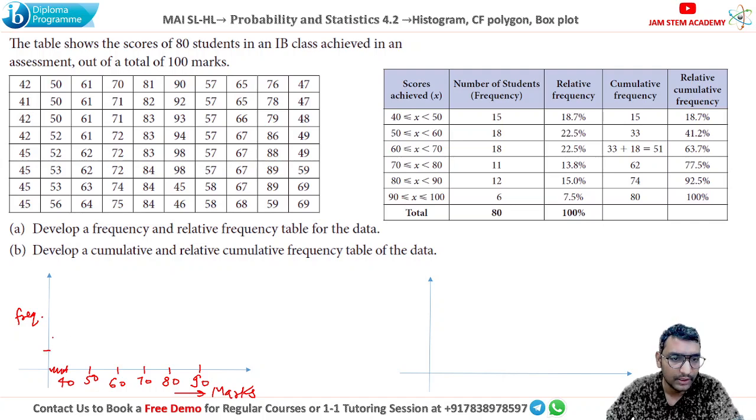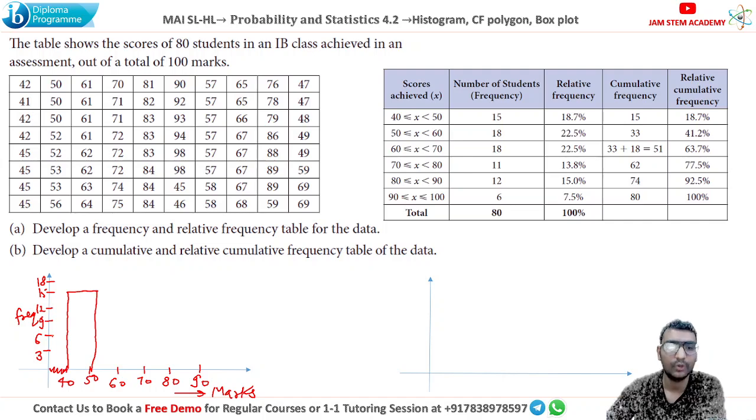So we can mark those: 3, 6, 9, 12, 15 and 18, like this. So from 40 to 50, just draw rectangular strips. For 40 to 50 it is 15. So go up to a height of 15, and this rectangular strip shows that there are 15 students whose marks are between 40 and 50.